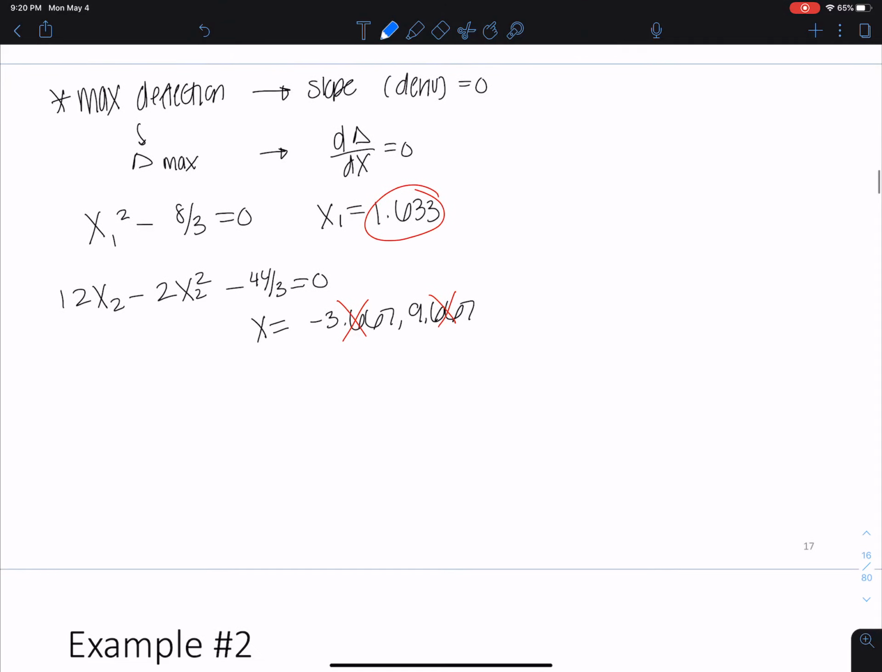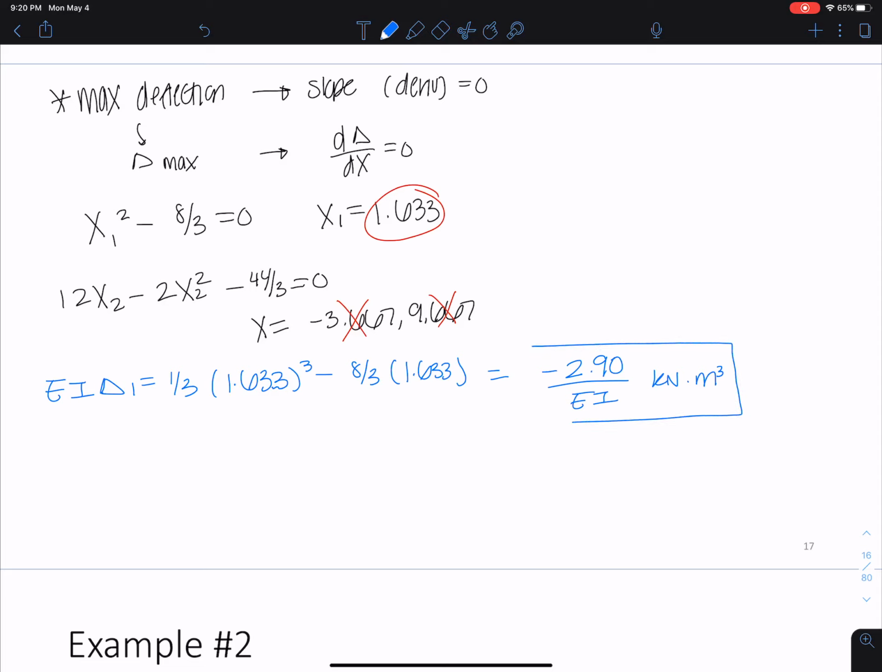Okay, now I'm going to plug this back in. I get EI delta 1 equals 1 over 3 times 1.633 cubed minus 8 over 3 times 1.633. And I get negative 2.90 over EI kilonewtons meters cubed, and the negative means that it's going downwards. Okay, and that is my answer for example 1.